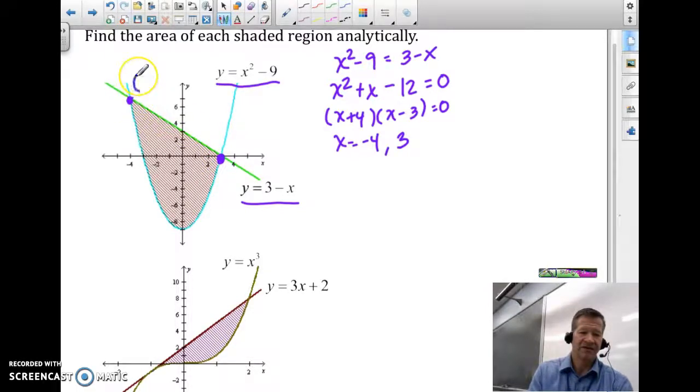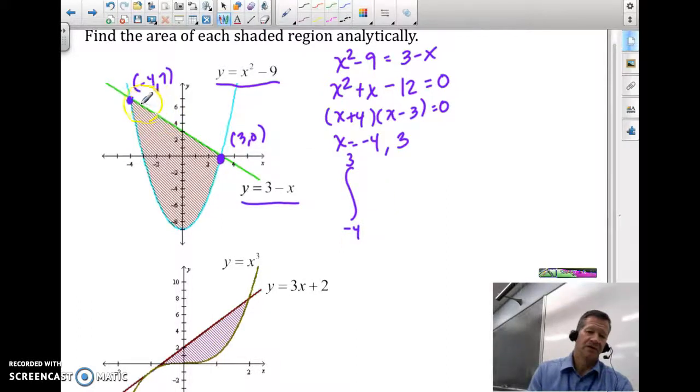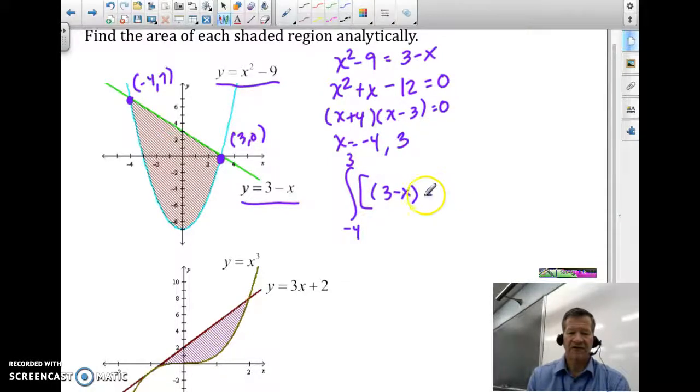More specifically, at (-4, 7) and (3, 0) is where they're going to cross. Okay, so now I know that to find the value of this shaded region, I am going to integrate from -4 to 3, between those x values. Now I am going to take the top function, which was 3 minus x, and subtract from that the bottom function, which was x squared minus 9.